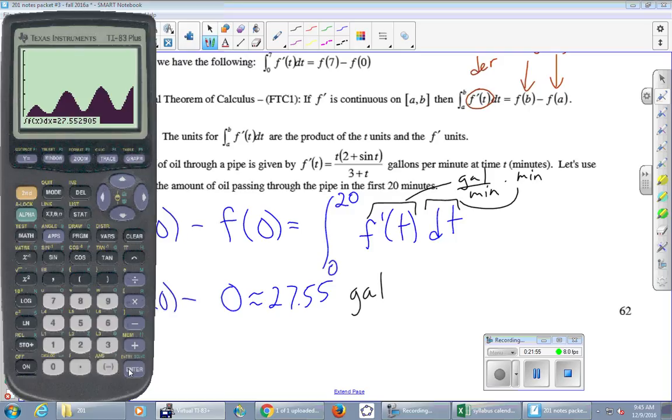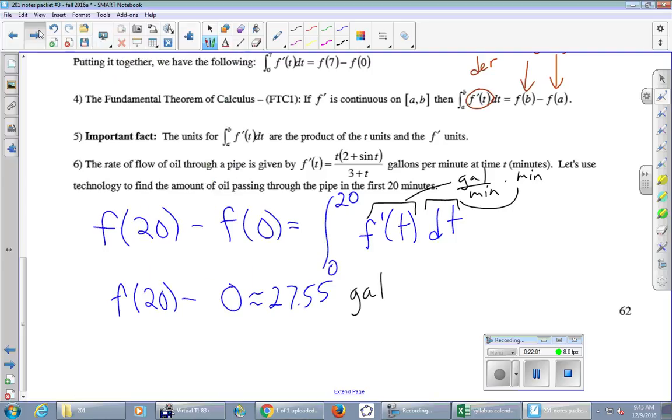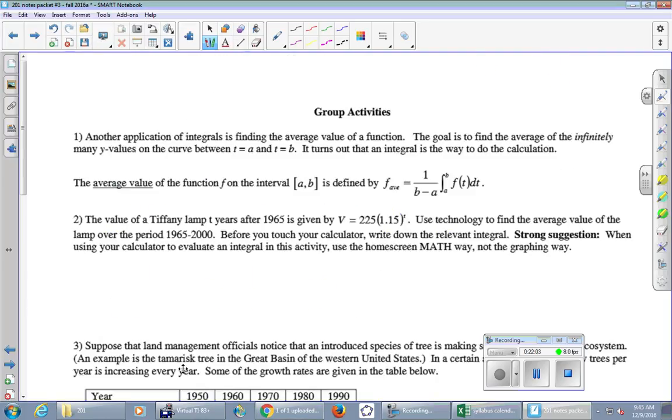Okay. Let's move on to the next page, which is where the activities start. And I will walk around and help.